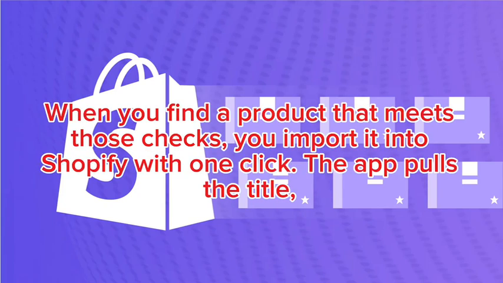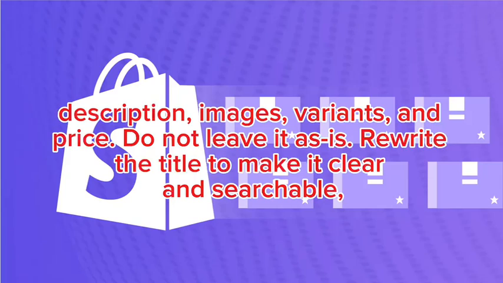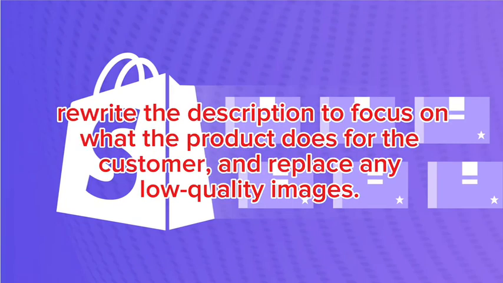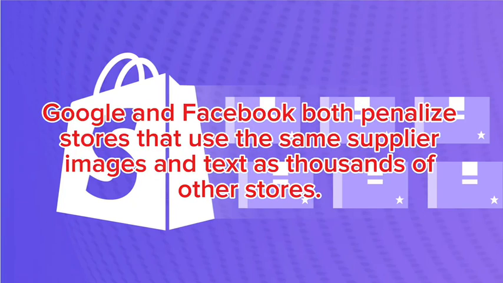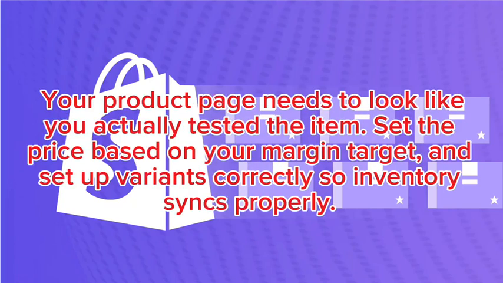When you find a product that meets those checks, you import it into Shopify with one click. The app pulls the title, description, images, variants, and price. Do not leave it as is. Rewrite the title to make it clear and searchable. Rewrite the description to focus on what the product does for the customer and replace any low-quality images. Google and Facebook both penalize stores that use the same supplier, images, and text as thousands of other stores. Your product page needs to look like you actually tested the item.